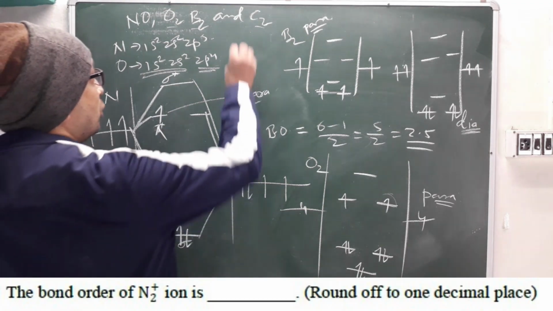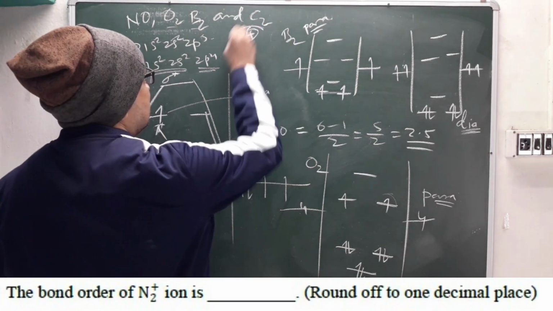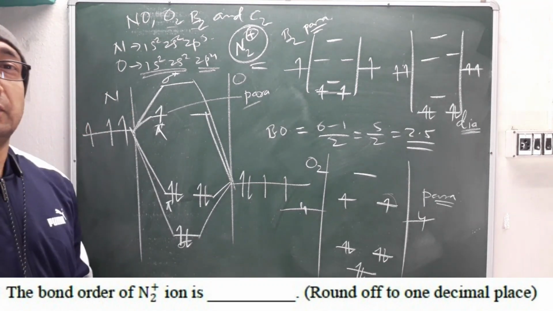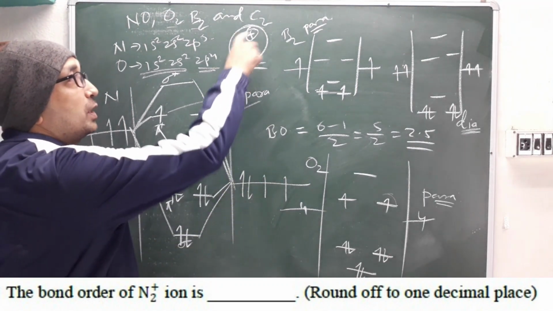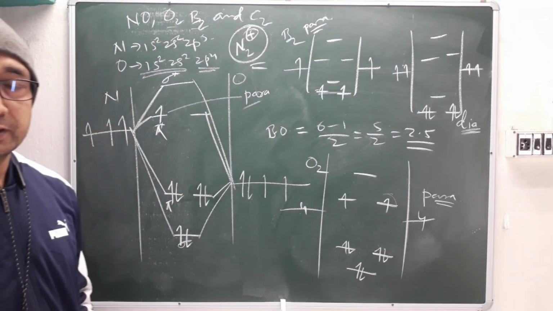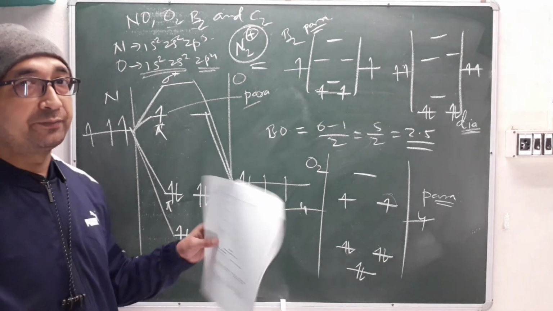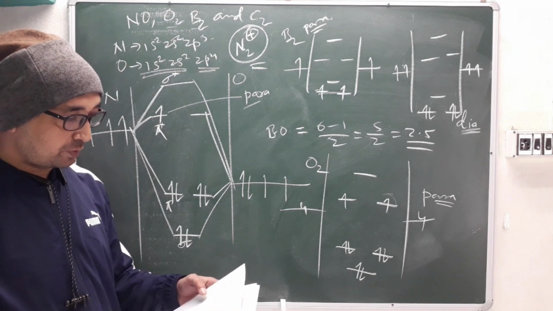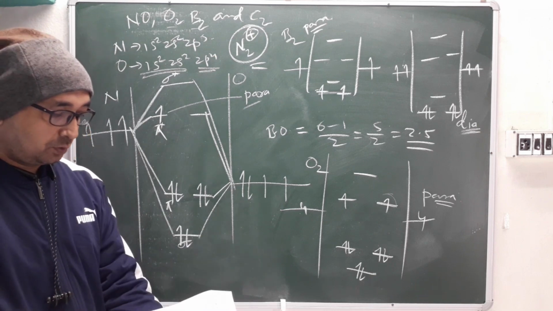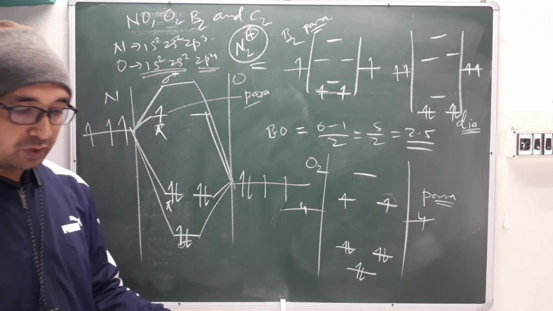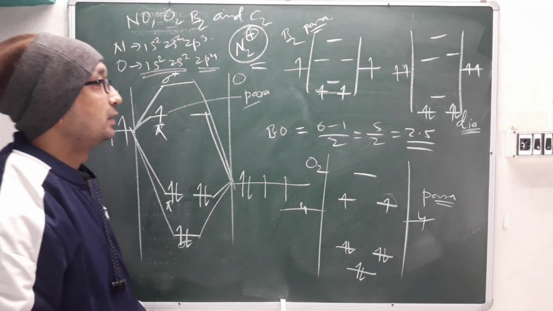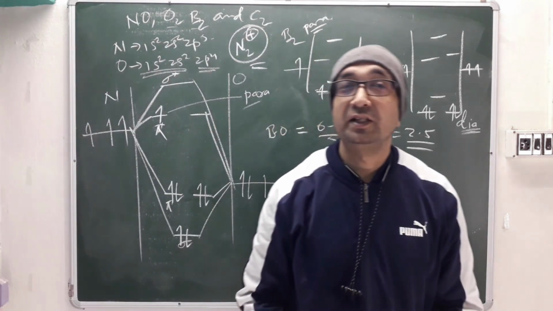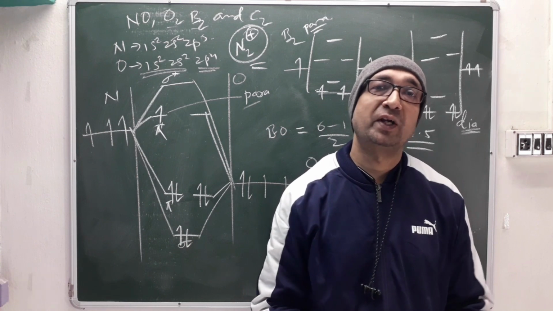Let's draw it. Bond order of N2 plus. Just draw the MO diagram for N2 and then remove one electron. If it is in the anti-bonding, you remove it from there; if it is in the bonding, you remove it from there. Likewise, you solve this one, and try to solve this question. If any other questions are there, just take them and solve them. These are the questions we have taken from previous year questions, PYQ.